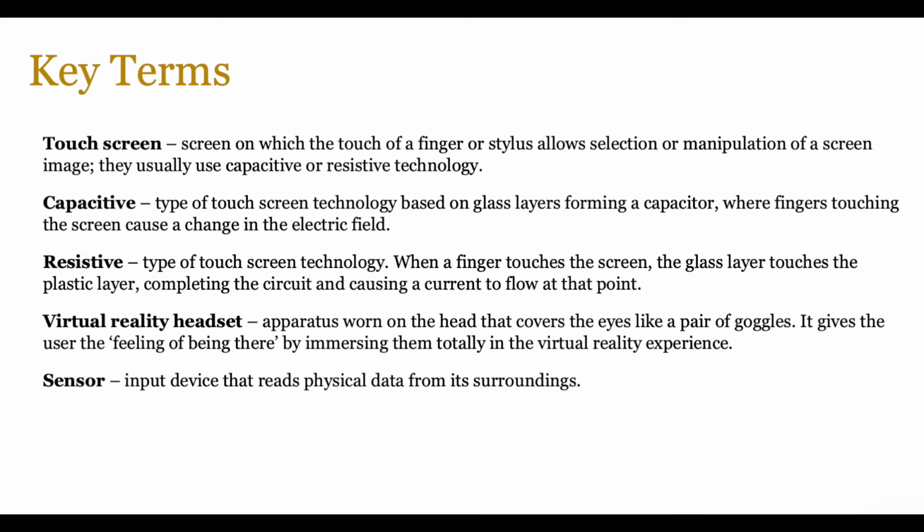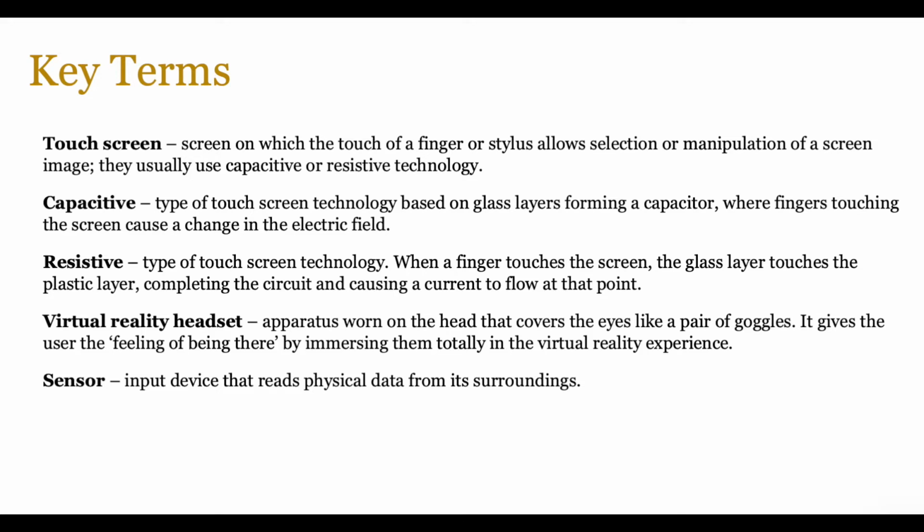Then there's touchscreens, which you're familiar with, which can come in capacitive or resistive flavors. So capacitive, where you touch the screen and you change an electrical field. And obviously they have problems that, when you wear gloves, they don't work. And then you've got resistive, where it uses a kind of pressure, where the top glass layer touches the plastic layer, and that completes the circuit. And then of course there's virtual reality headsets, which are fairly new for this year. We did not cover them at IGCSE. And then our good old friend, the sensor.